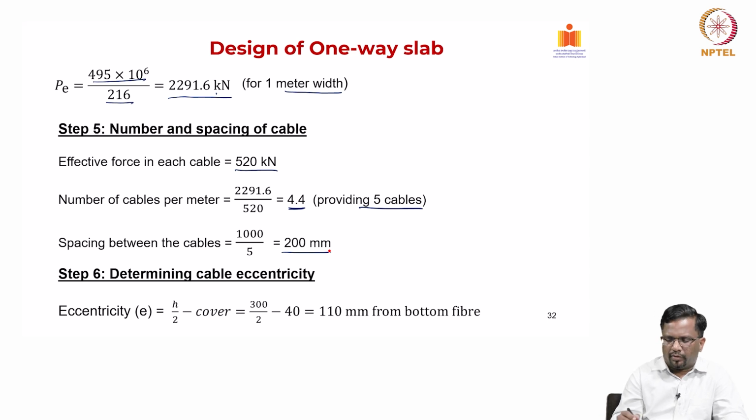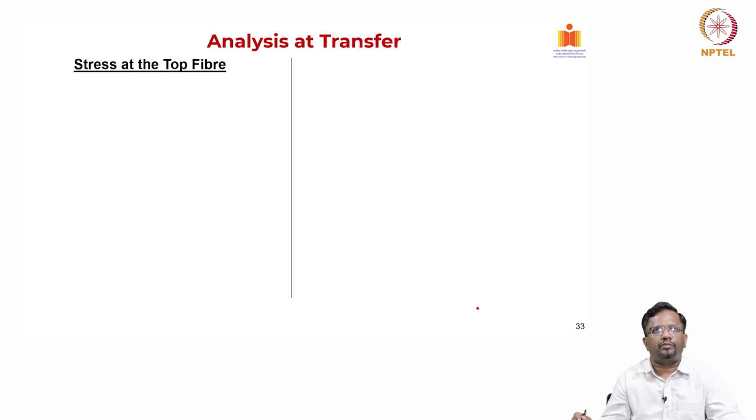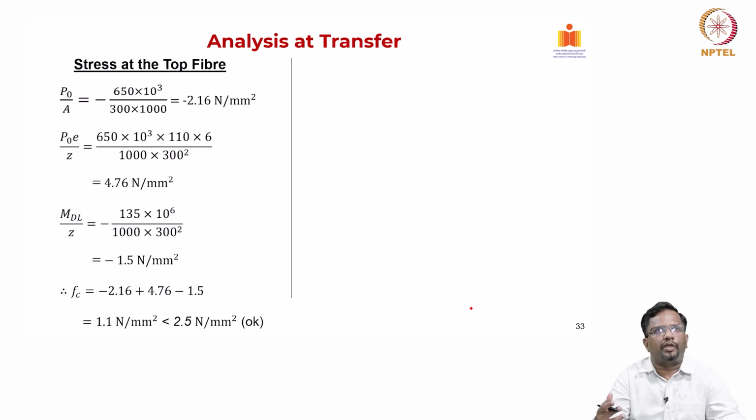Now, determining the cable eccentricity, you can see it is going to be h by 2 minus cover. I am assuming some 40 mm cover. So, 300 by 2 minus 40 gives me 110 mm from the bottom fiber. Now that we have found the pre-stressing force and we know the eccentricity, I can quickly check the stresses.